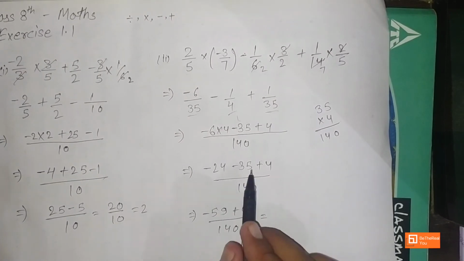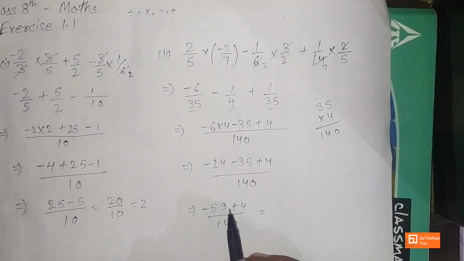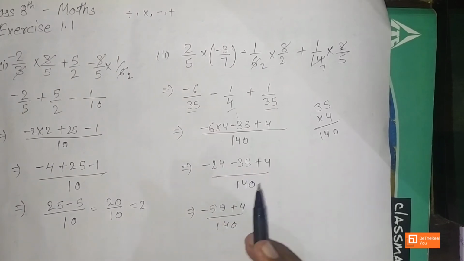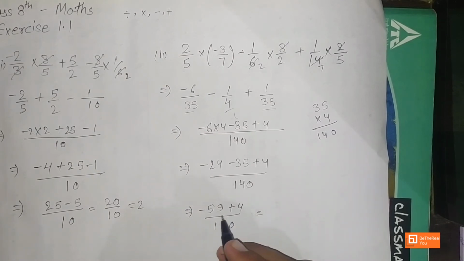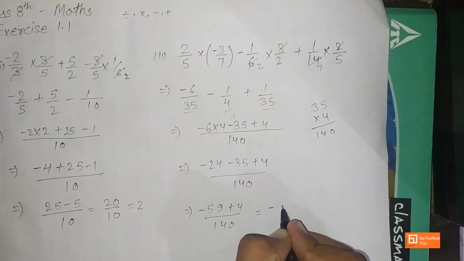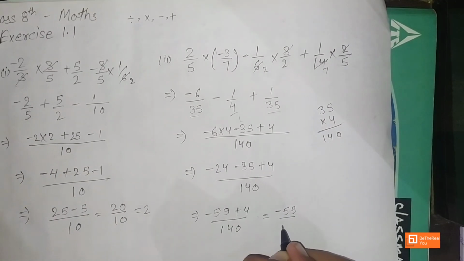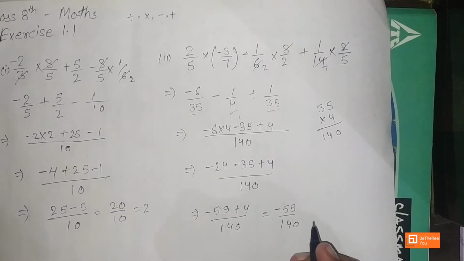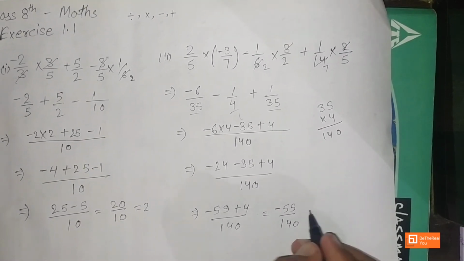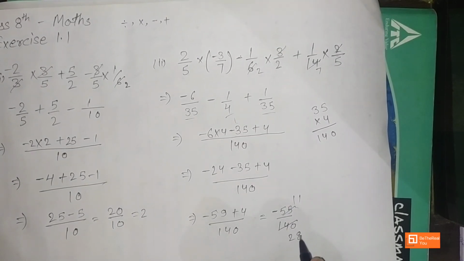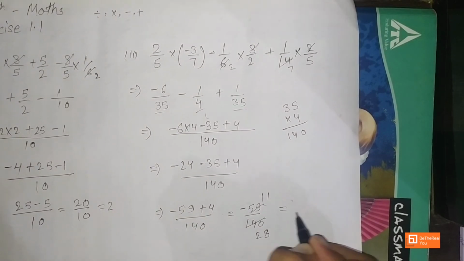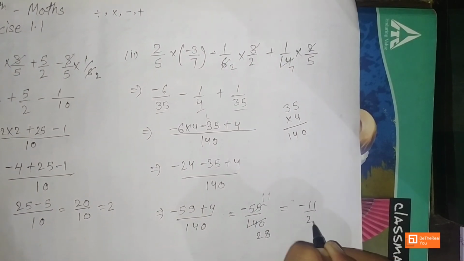We have added both of these numbers, but the sign will remain minus only because both of these numbers were in minus. Here this 4 will be subtracted from minus 59 and the sign will remain minus only because minus 59 is a bigger number. So if you subtract 4, it will be minus 55 upon 140, and both of these can be divided by 5. So 55 is 11 times, 140 is 28 times, and we will have minus 11 upon 28.